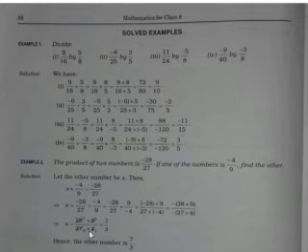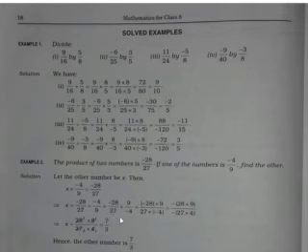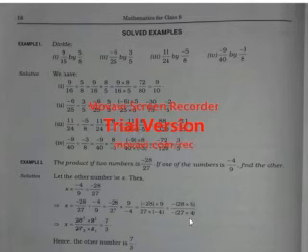So keep this in mind: only the fraction which is just behind the sign of division has its numerator and denominator changed, and divide is changed into multiply. So here also you can directly convert it like this: 9 3 is 27, and minus minus will be cancelled, and 4 7 is 28. So it will become 7 by 3, as it has been done over here.